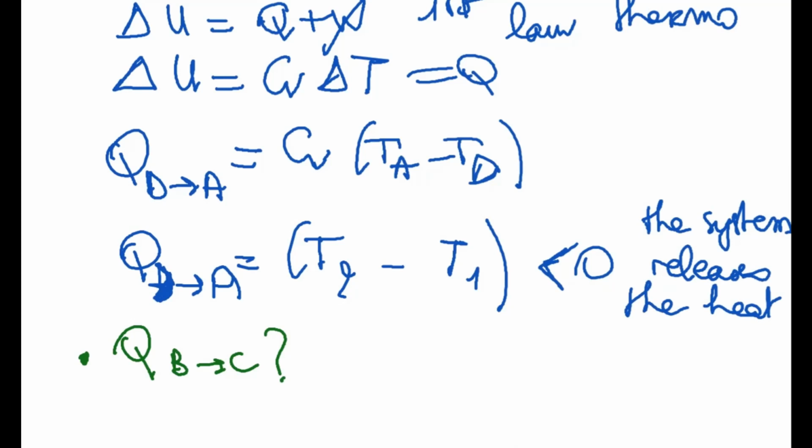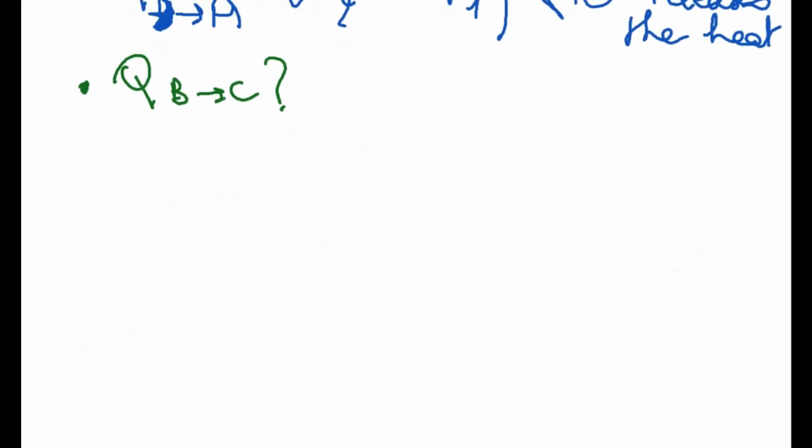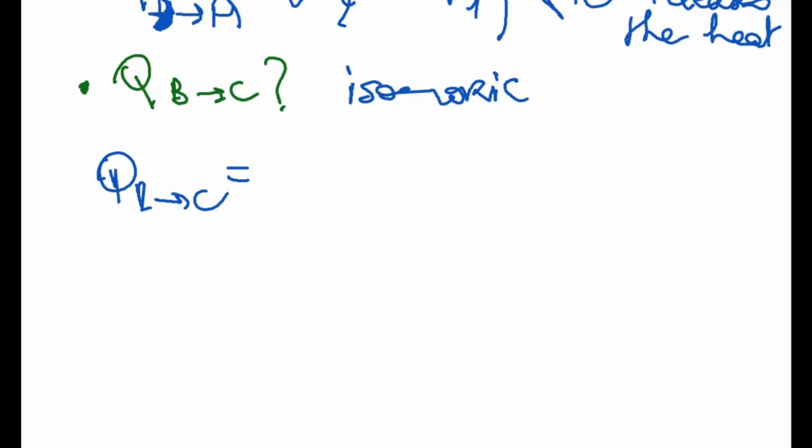Okay, so let's come back to the new heat calculation. We want to calculate the heat for the BC transformation. First step, check the nature of the BC transformation. So this is again an isochoric transformation, so we'll have to make exactly the same process. If it's isochoric, then again the heat QBC is equal to CV delta T, the variation of temperature between B and C.